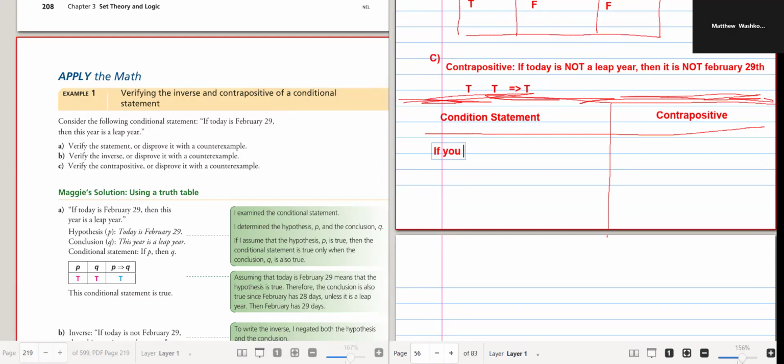Okay, so the conditional statement here is if you are in space, then you are not on Earth. So that's the conditional statement. What would the contrapositive be? Remember, you've got to flip it. So, if you are not on Earth, don't write this down yet, then you are not in space. So I flipped it, but now I still have to take the inverse of it. So I have to put a not in front of everything, right?